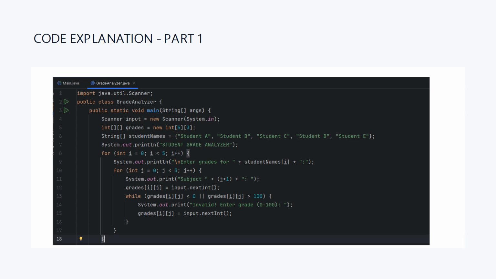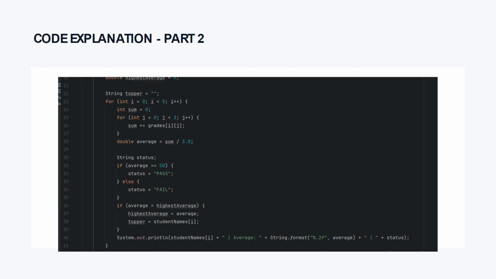Lines 9 to 12 contain nested for loops. The outer loop runs 5 times, once for each student. The inner loop runs 3 times, once for each subject. Lines 13 to 16 contain a while loop that validates the input. If the grade is less than 0 or greater than 100, it asks the user to re-enter a valid grade. Moving to slide 8.